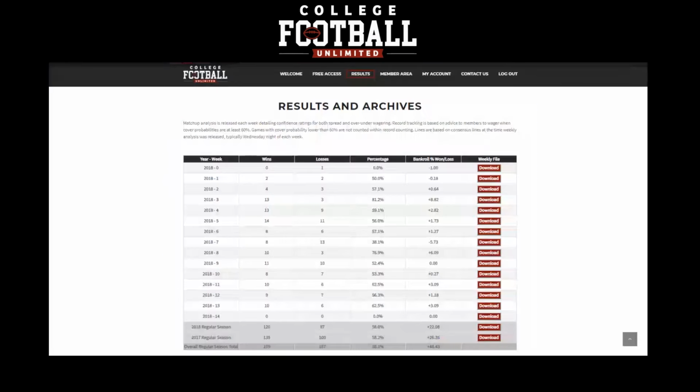We've included previous years' weekly analysis in the results page, so feel free to give those a look if you'd like to see more. As you can see, we tracked the 60% plus games here, going 259 wins and 187 losses for a 58.1% win rate and a 48.43 bankroll growth over that time. If you're looking for the matchup analysis, be sure to select either the Ultimate membership or the VIP membership.